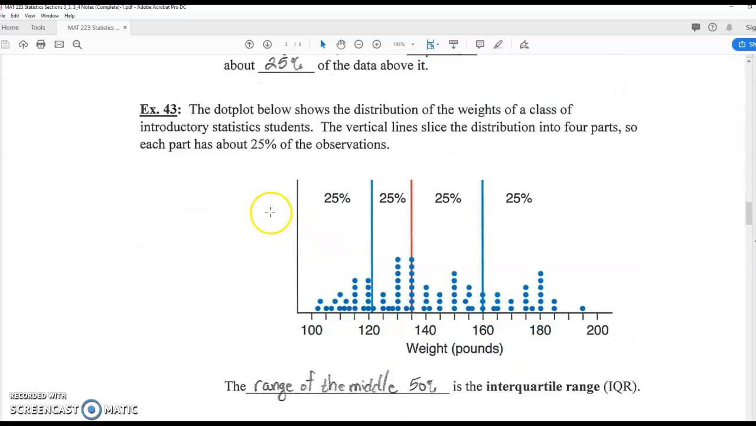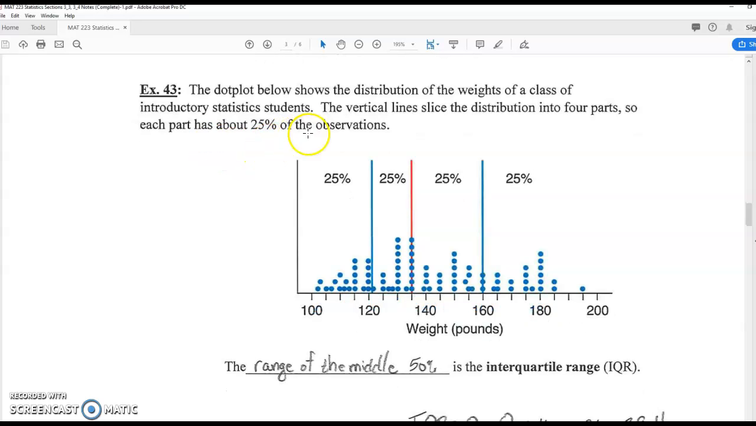So as an example, here's a dot plot. The dot plot below shows the distribution of the weights of a class of introductory statistics students. The vertical lines slice the distribution into 4 parts. So each part has about 25% of the observations. These vertical lines are the quartile markers. So this is Q1. This is Q2, or the median. And this is Q3. Notice there are 25% of the data below Q1 and 75% above. The median, or Q2, has 50% below and 50% above. Q3 has 75% below and 25% above.